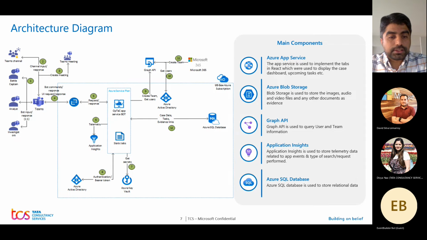All the relational data, such as cases and task information related to a case, is stored in an Azure SQL database. Application Insights is used to store telemetry data related to app events and is also sometimes useful in exception handling. The key vaults were used to store and retrieve any secrets related to API authentication or external databases.